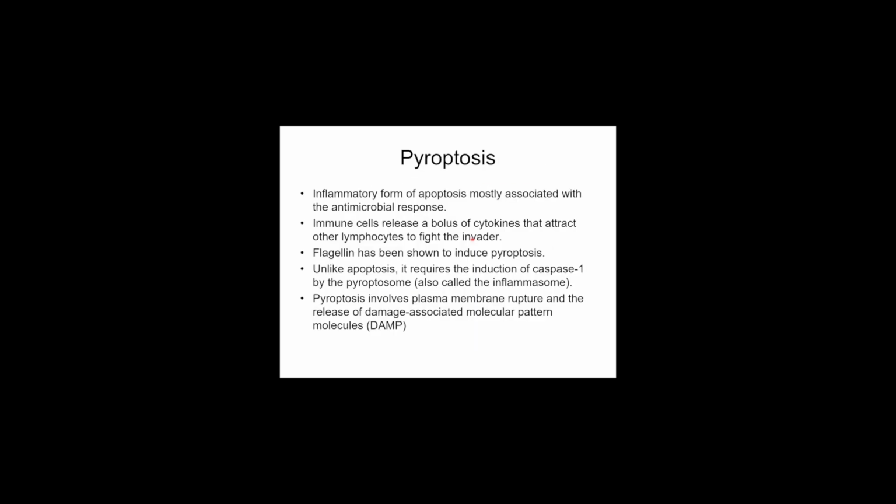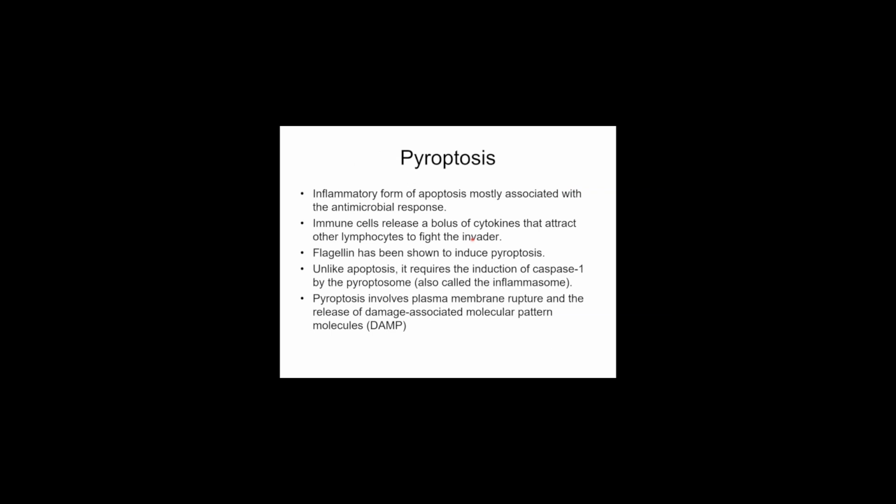There is another mechanism called pyroptosis, and it's an inflammatory form of apoptosis, mostly associated with a fever response, hence the name, so that you get infected with a microbial infection and you turn on inflammation and you undergo apoptosis. The immune cells release this giant cytokine bolus. It attracts other lymphocytes to come fight the invasion.